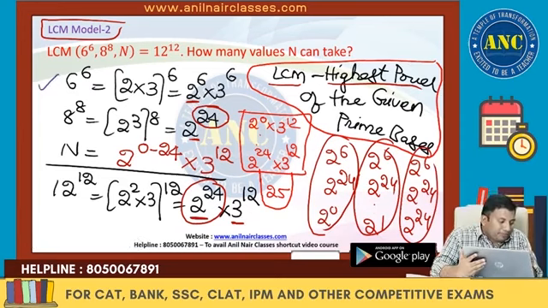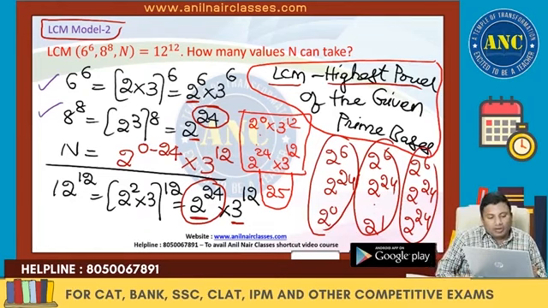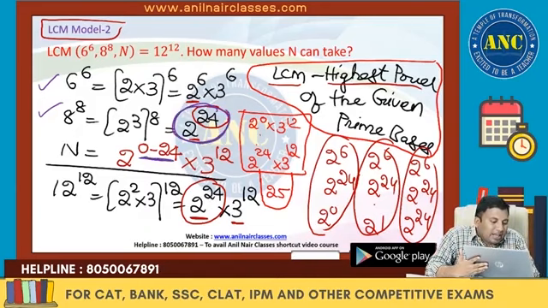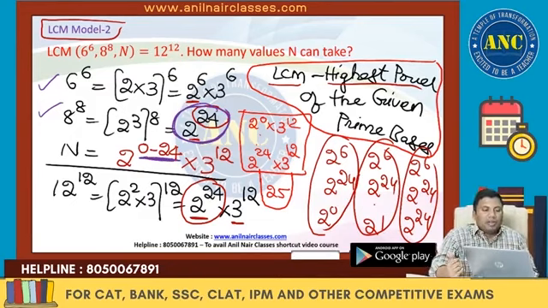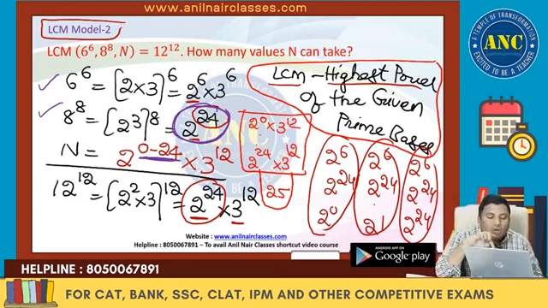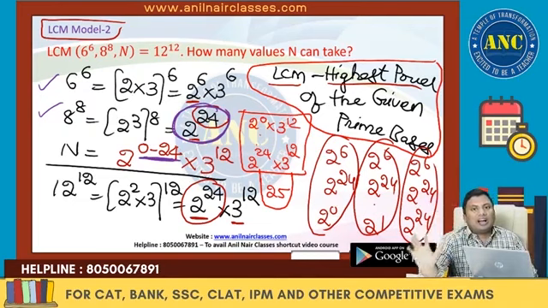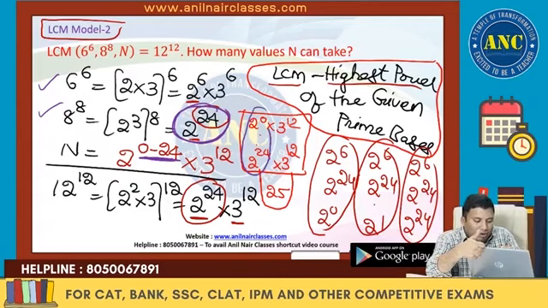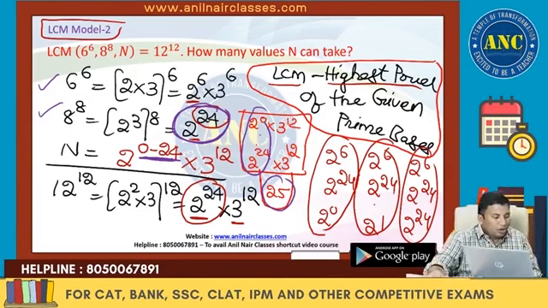2 power 3, power 8, is 2 power 24. Because the second number contains 2 power 24, the third number can take from 0 to 24. If the second number does not have 2 power 24, only then 2 power 24 is given to the third number. I hope it is clear. 0 to 24, total 25 values it will take.